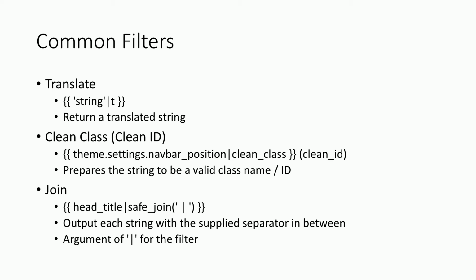Join, as in safe join, on the head title. You would see this in html.twig.html. On your head title, you want to do a safe join to take different parts of that head title variable and join them with the... Why am I drawing a blank? It's called a pipe. Thank you. The pipe symbol. And in this case, we have our percents on the end of our filter, which is the argument. So we could give it a comma if we wanted that. We could put a dot in between them. A lot of different things with this particular filter.